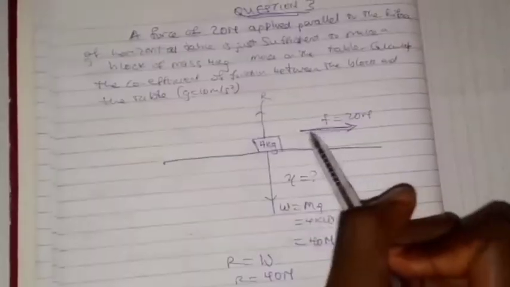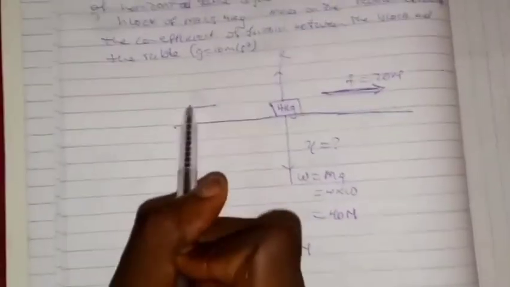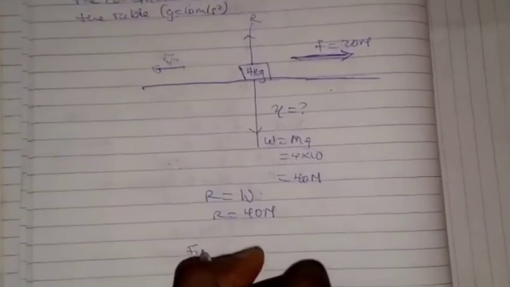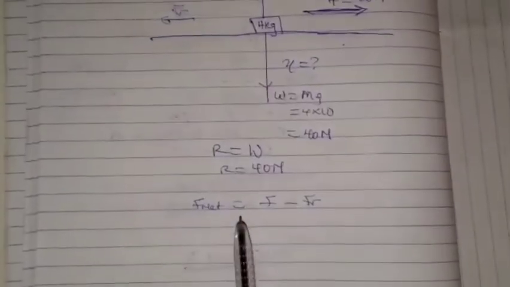So they said calculate the coefficient of friction. Now, if the force is acting in this direction, your friction will be acting in which direction? In this direction. So this is the direction of your friction. What's your net force? Net force is equal to F minus frictional force. And I told you that this body is not moving yet. It's just sufficient to move the block. So it's not yet in motion.